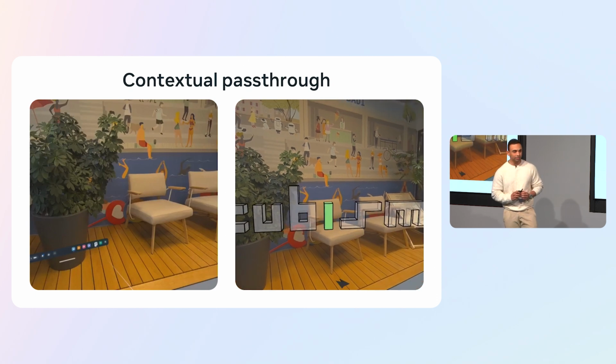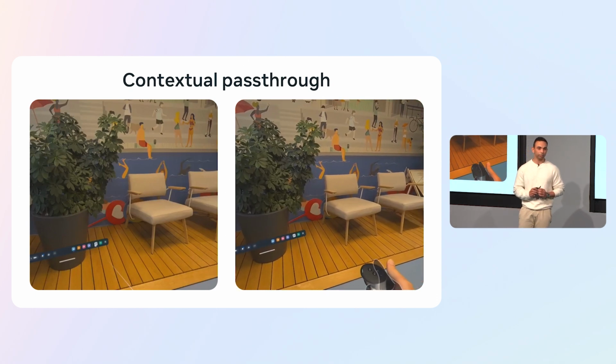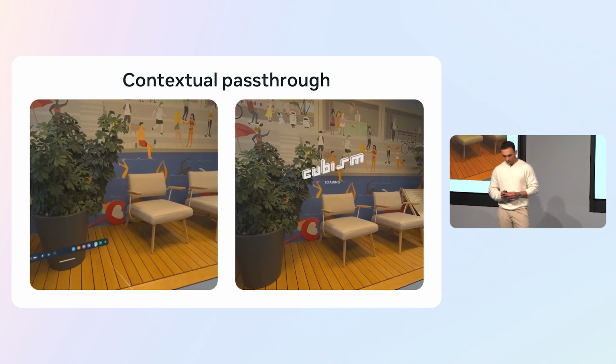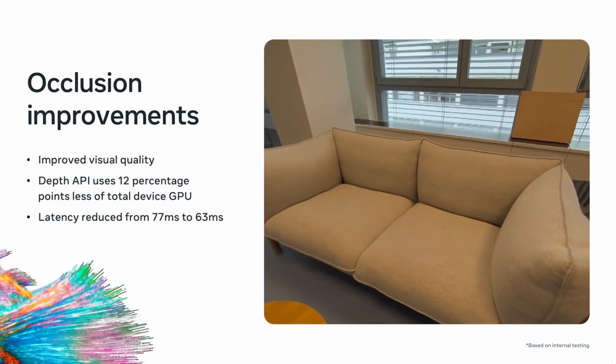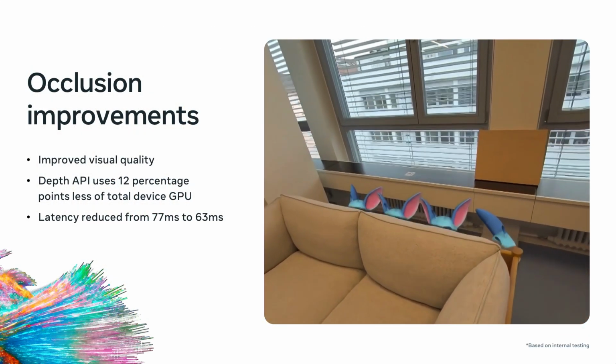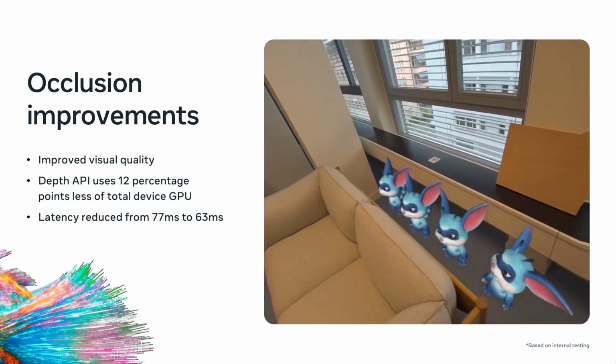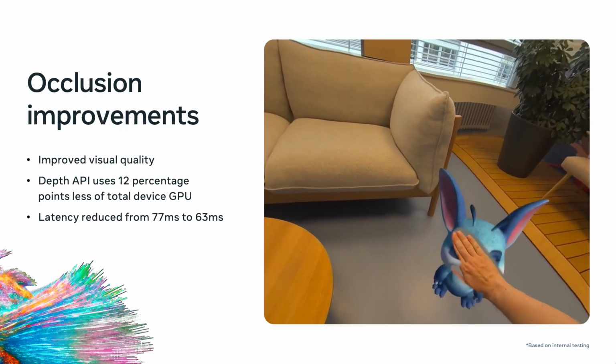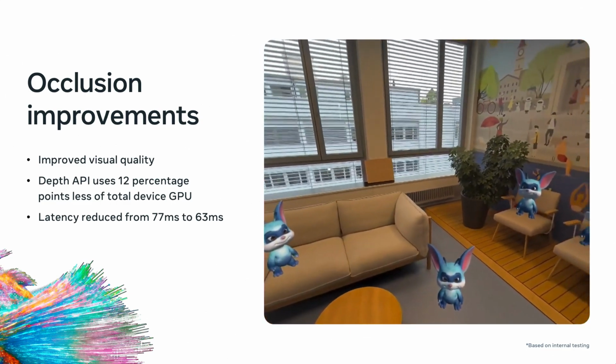Look at what Cubism has done. They have completely removed the jarring black screen transitions that used to happen in the past. Moving on, let's talk about dynamic occlusions. Now, dynamic occlusions created with Depth API provides you that next piece of believability to your MR experiences.